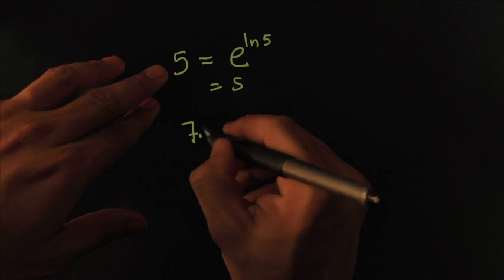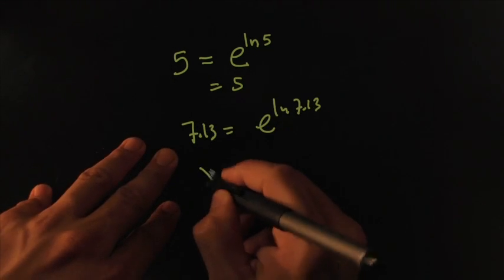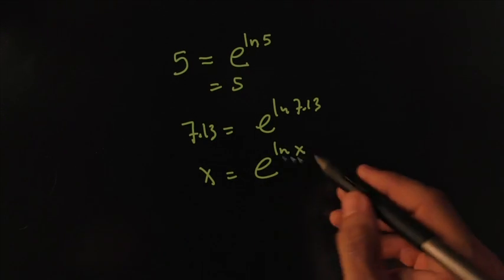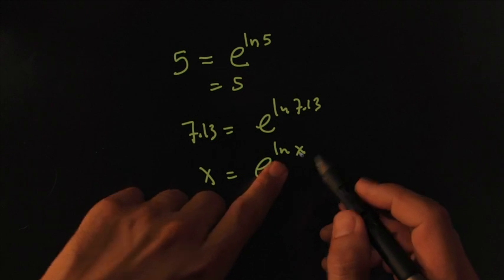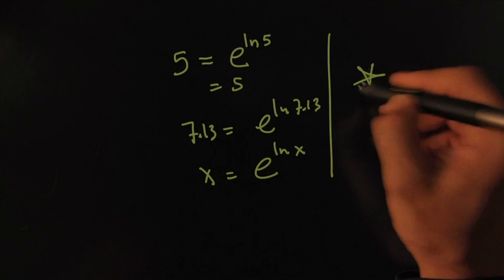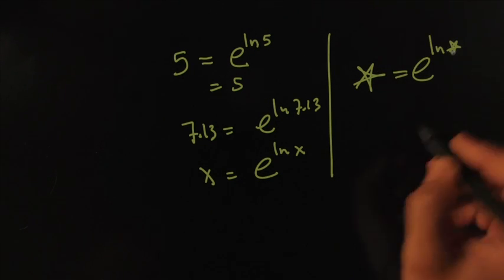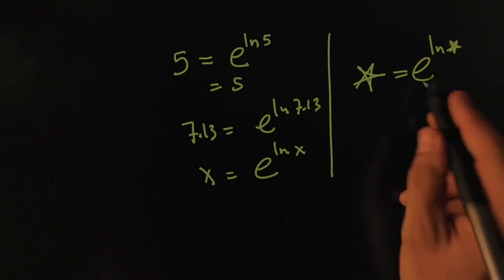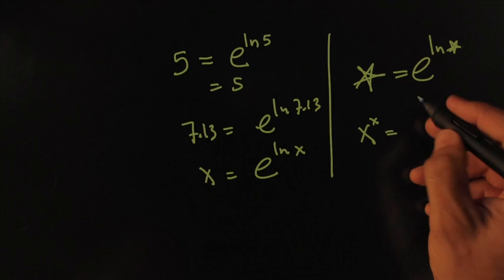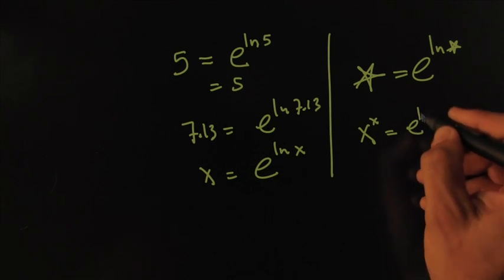I could do it for 7.13. That would be e to the ln 7.13. In fact, for any positive number x, I can always rewrite it as e to the ln x, so long as x is well behaved, positive, so that you don't have any trouble with a log. This is a famous trick. It allows you to write anything that's positive as e to some power. We will use this trick exactly to write x to the x as e to the ln x to the x.